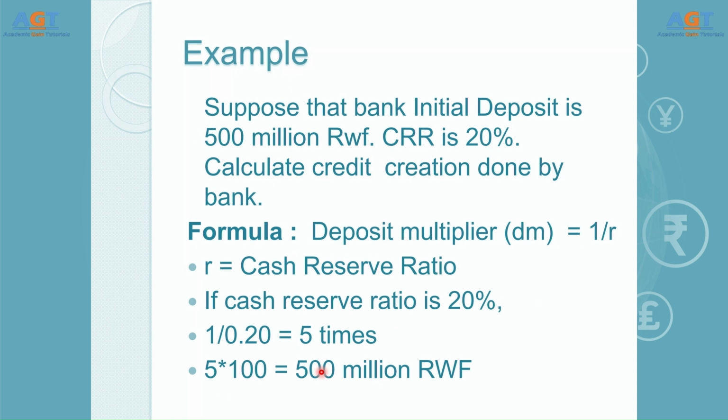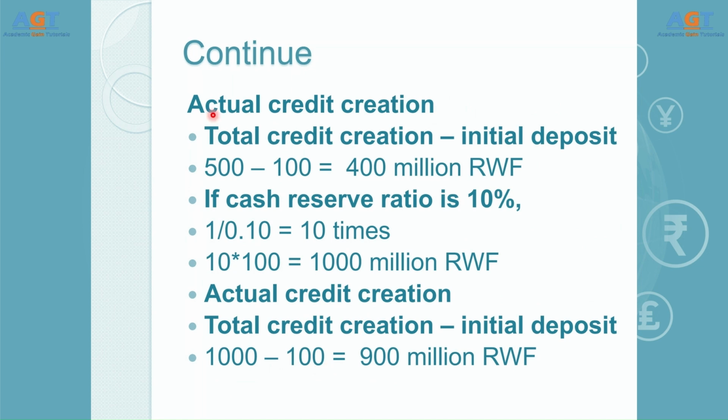Continuing to the next slide for actual credit creation. This slide shows actual credit creation, which is total deposits created minus the initial deposit. If the total deposits are 500 million RWF and the initial deposit is 100 million RWF, then actual credit creation is 400 million RWF. If CRR is reduced to 10%, the multiplier becomes 10 times, total deposits become 1,000 million RWF, and actual credit creation increases to 900 million RWF. This clearly shows how a lower CRR leads to higher credit creation.